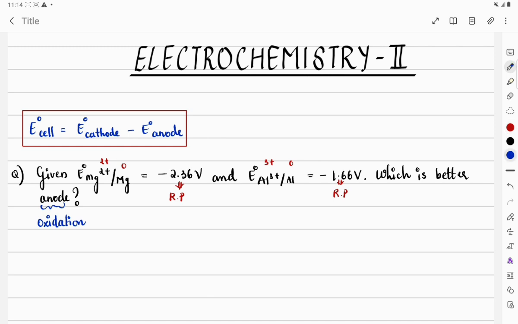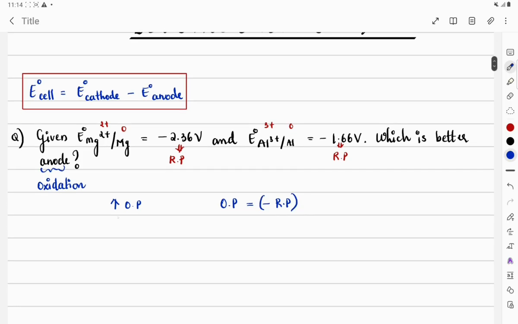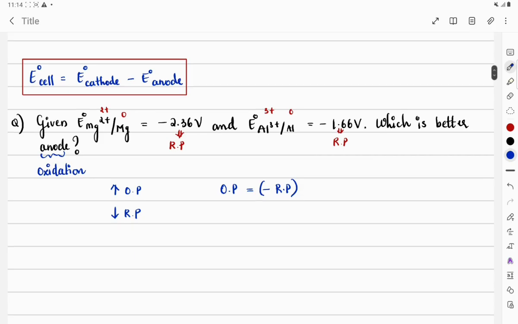Since oxidation takes place at the anode, we need to find which among these has higher oxidation potential. But we also know that oxidation potential is equal to the negative of reduction potential, right? So higher oxidation potential means lower reduction potential, considering the negative sign. And this will constitute a better anode.